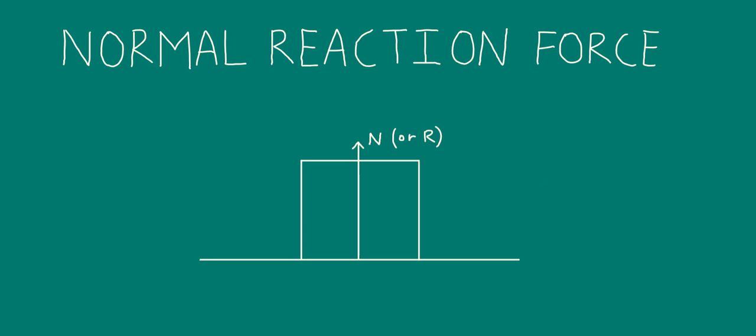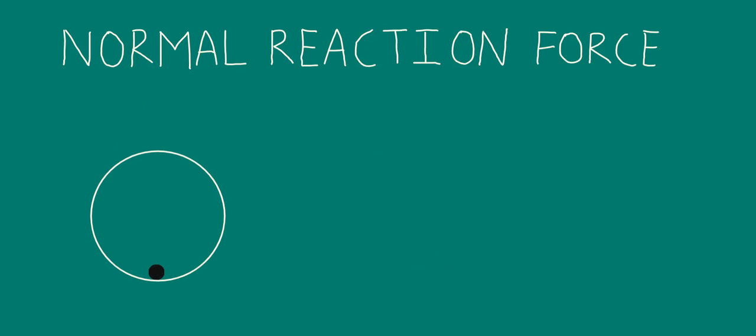The normal reaction force is a force exerted by surfaces on bodies when they are in contact with each other. For example, if we have a box at rest on the ground, as shown here, the ground exerts an upwards normal reaction force on the box, as shown here by this upwards pointing vector. It's labeled N, but sometimes you'll see the normal reaction force labeled as R. The word normal, when used in maths, means perpendicular or at 90 degrees. In other words, the normal reaction force acts at 90 degrees to the surface, which in this case is just the ground.